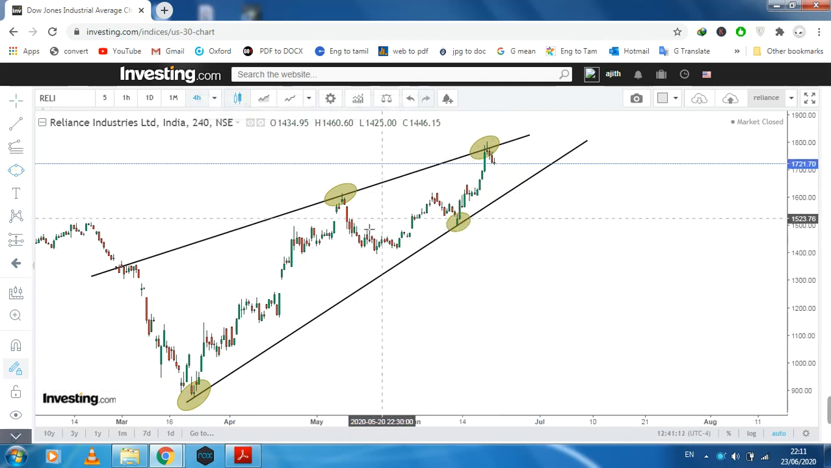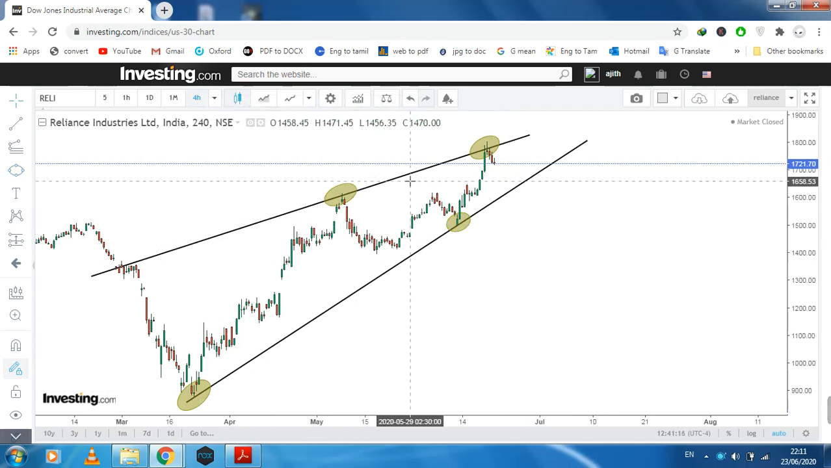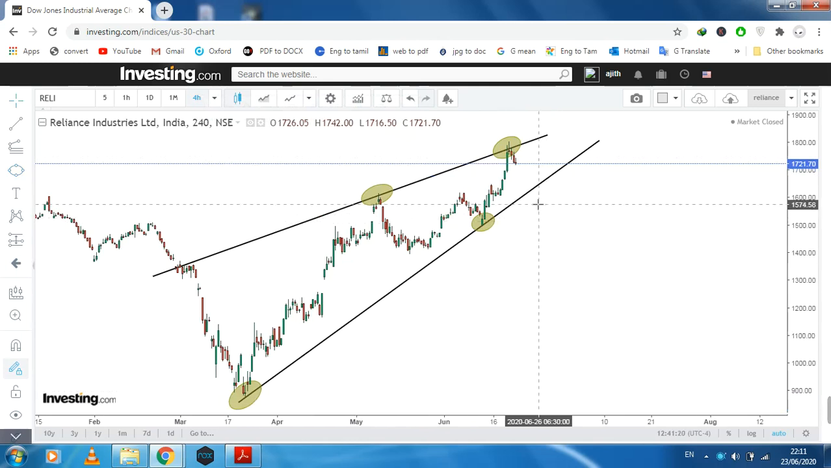This is the formation of a rising wedge in Reliance Industries. Normally with a rising wedge you get the breakout from the downside. Normally the rising wedge breaks to the downside. After the downside break, we can go for the trade to sell from the rising wedge.